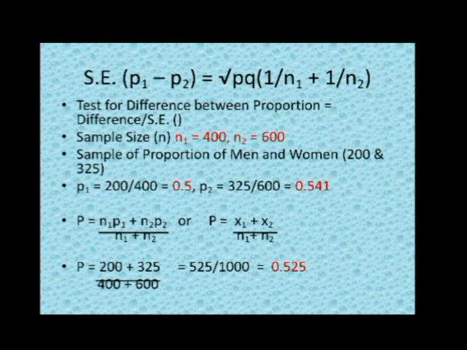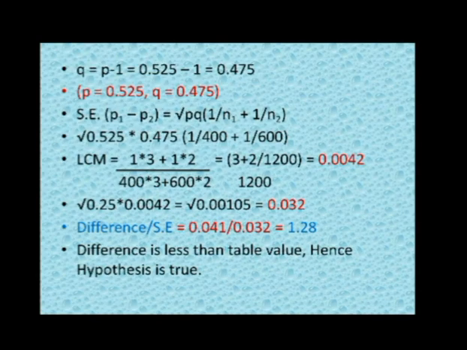0.525. So here I get P, and we have to find Q. What is the Q value? Q is 1 minus P. So I will get the value 0.475. I mentioned in this red ink, kindly see here, P is 0.525 and Q is 0.475. So we have completed that entire part.